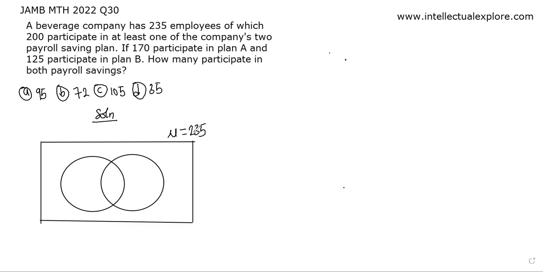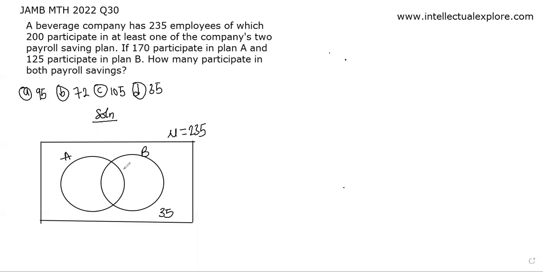So that means out of these 235 employees, 200 participate in either of these two payroll plans. So we have payroll plan A here, and we have plan B here. So 200 participate in at least any of these. That means out of that 235, only 200 participate. That means 35 do not participate in any of the payroll. So you write the 35 outside the circle. That means they are not in A, they are not in B.